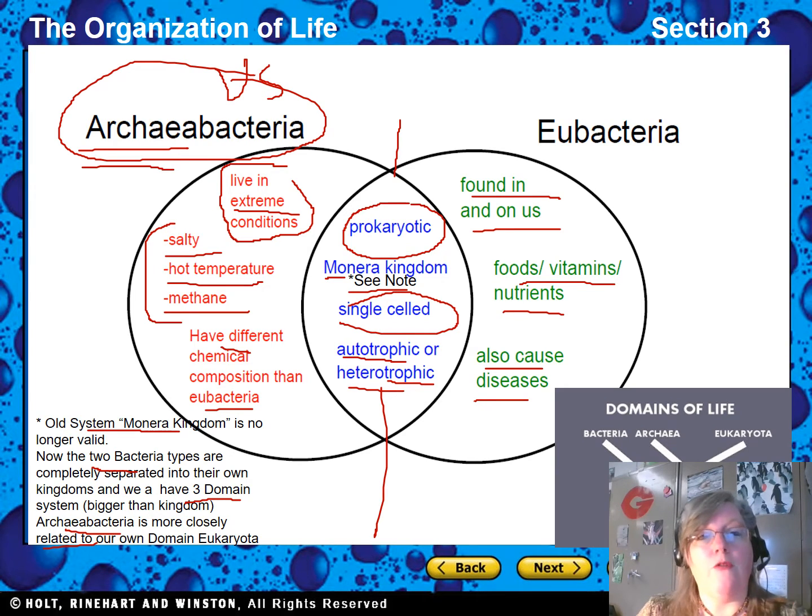Heterotrophic means they have to get food from the outside, consumers like us. Okay. Autotroph, those are our plants. Heterotrophs, those are the animals that have to consume. So if we're talking about bacteria now, they're not plants, they're not animals. Okay, but some of the bacteria can do photosynthesis and some cannot. That's what that means right there.